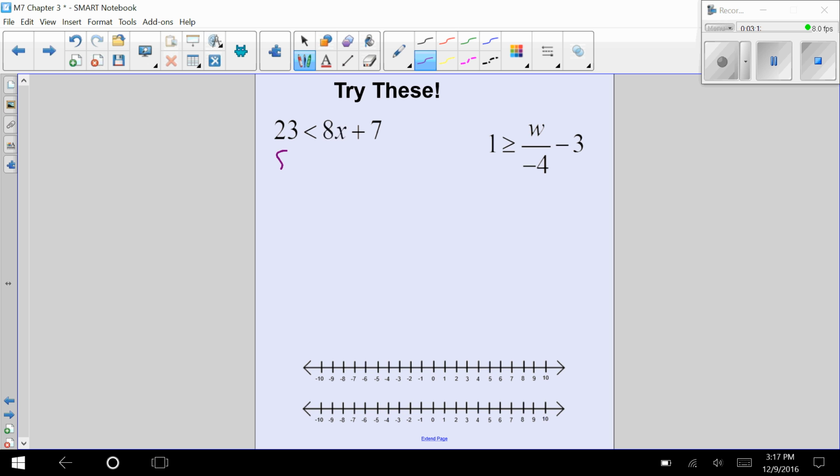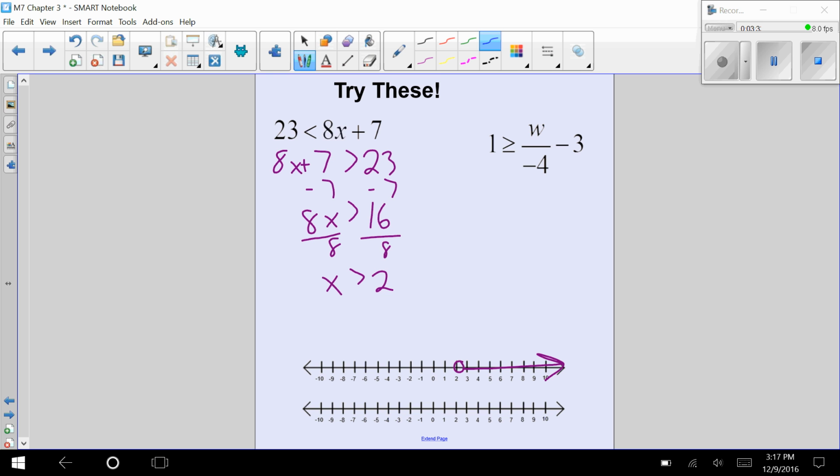For the first one, you should have rewritten it as 8x plus 7 is greater than 23. You subtract 7 off of each side, you get 8x is greater than 16. Divide both sides by 8, you get x is greater than 2. At 2, you should have an open circle and an arrow to the right.